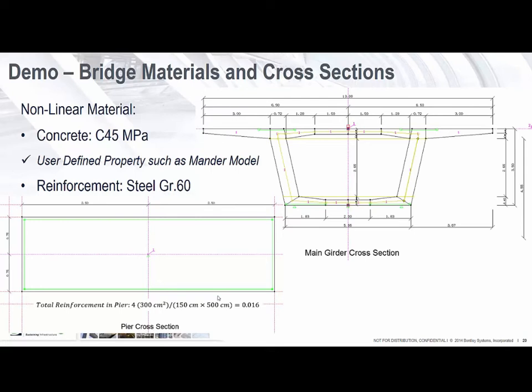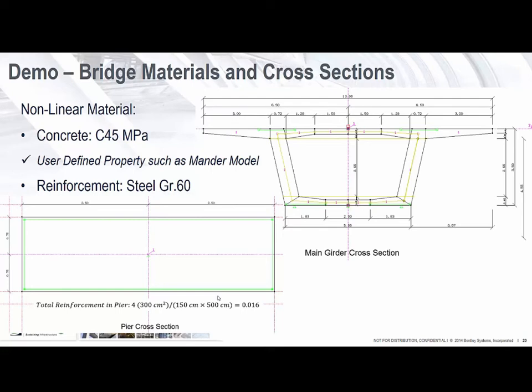The material that we use in this example is concrete C45 megapascal, and for reinforcement we use a steel grade 60. We use the nonlinear material in this example, and if the user wants to define a user-defined property, it's possible in RM Bridge, and for example he can define a user-defined material such as Mander model.